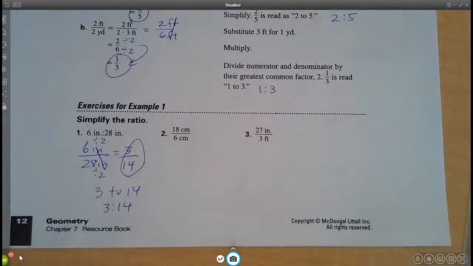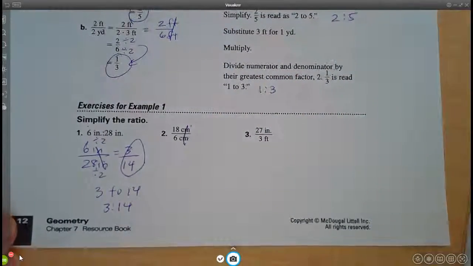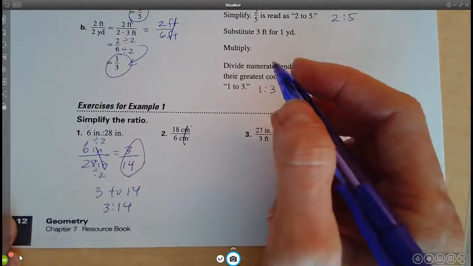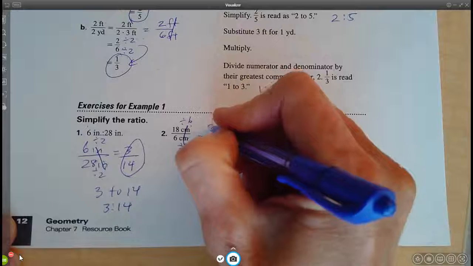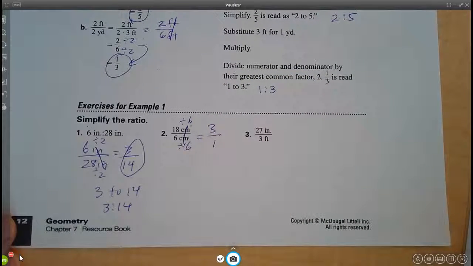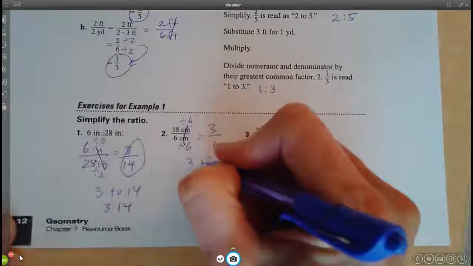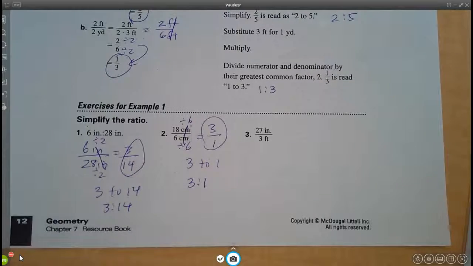In the next one, I notice as well the units are the same, so they cancel. Here, I can divide both numerator and denominator by 6 to simplify, and I get 3 to 1. You could simplify that as just 3, or you could describe it in either of the other forms.